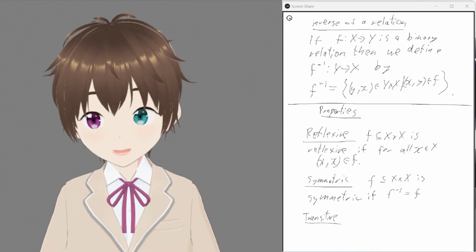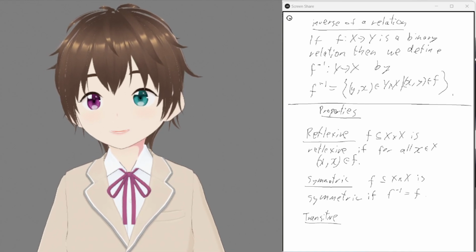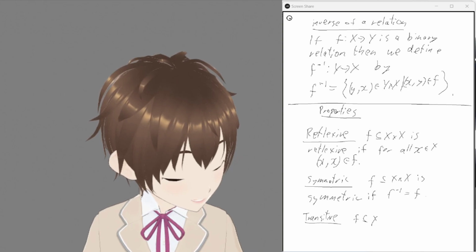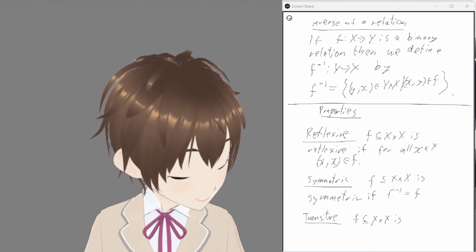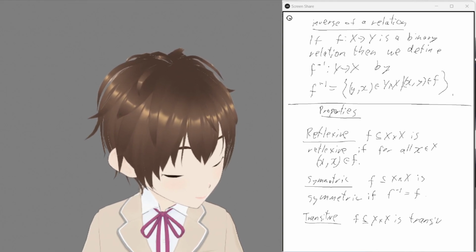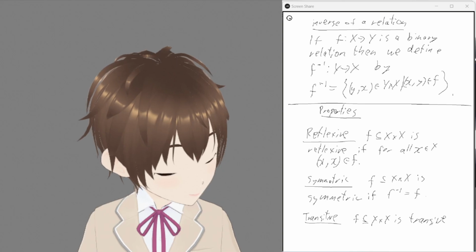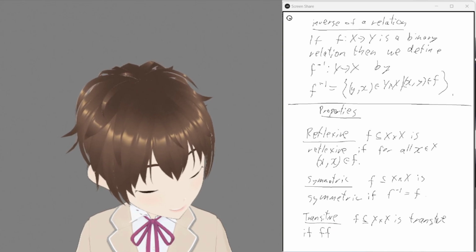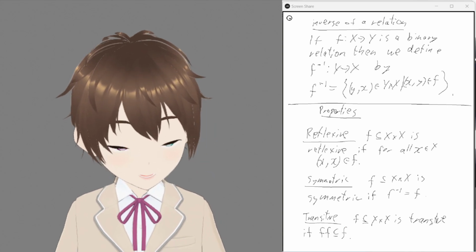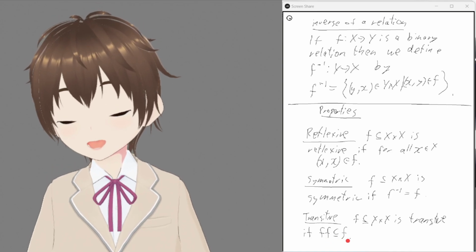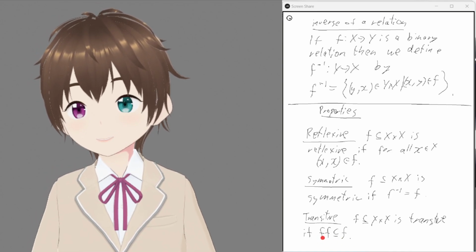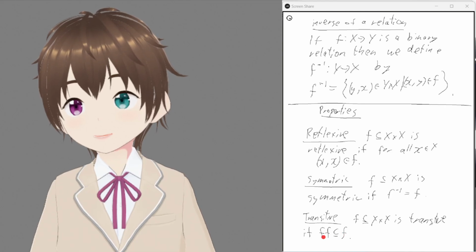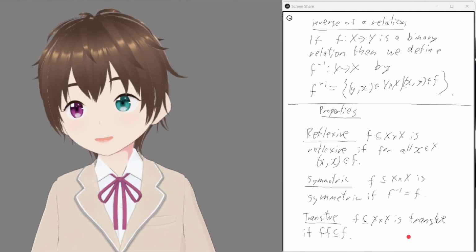This one is transitive. This is the relation which says if A is related to B and B is related to C, then A is related to C. In other words, F, a subset of X times X, is transitive if F composed with F is a subset of F. Here I'm using composition of binary relations as I defined earlier. So this is saying if I have (a, b) in F and (b, c) in F, then (a, c) is in F. We get this from the composite relation.